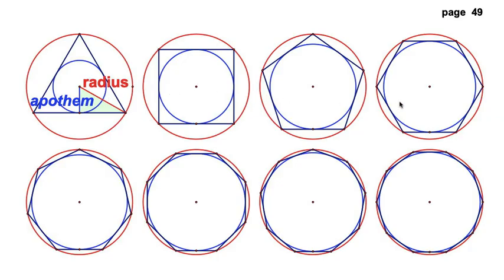And the observation was made in class: as we increase the number of sides, these circles start to approach each other. They get closer and closer. Look at this, the difference between these two circles, and that's only 10 sides, a regular decagon. So hats off to the Greeks for using a regular 24-gon to estimate the area of a circle.